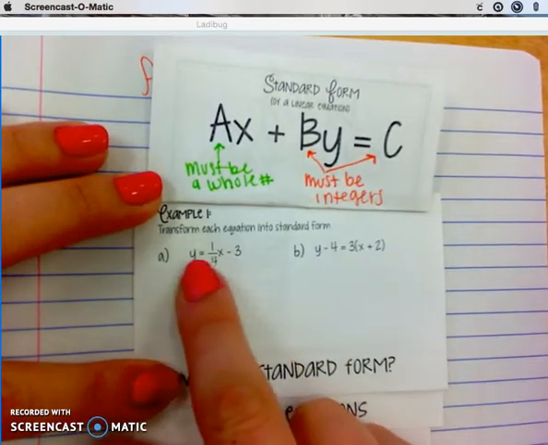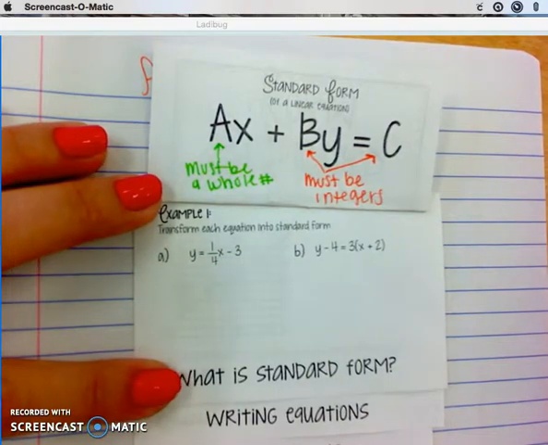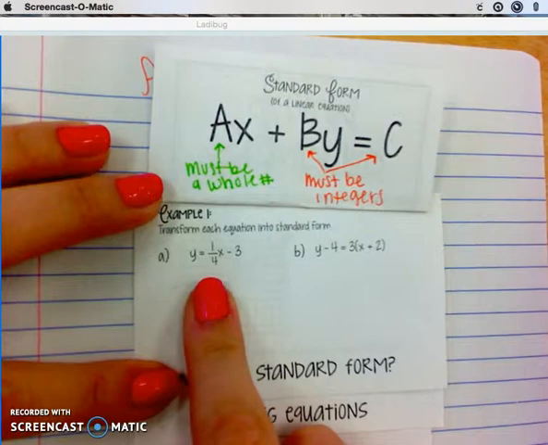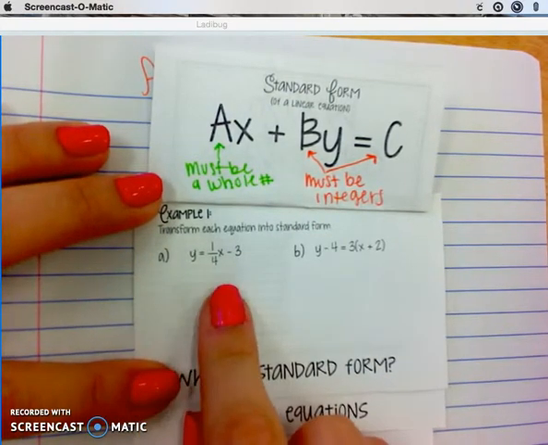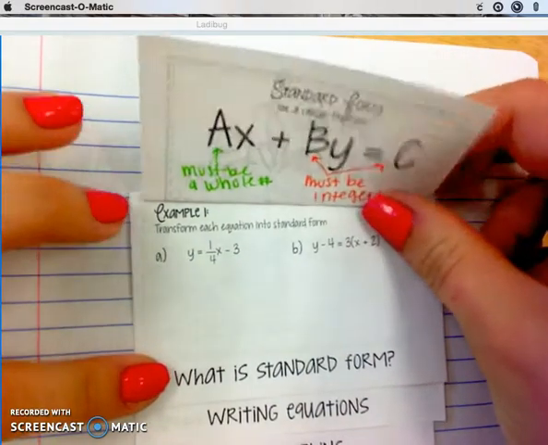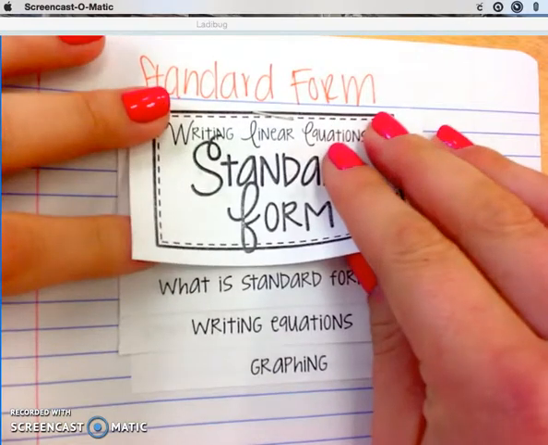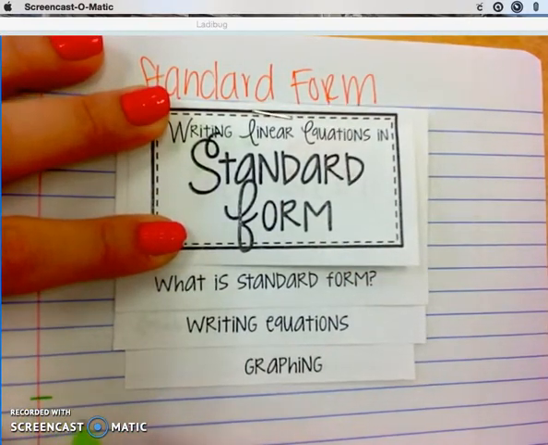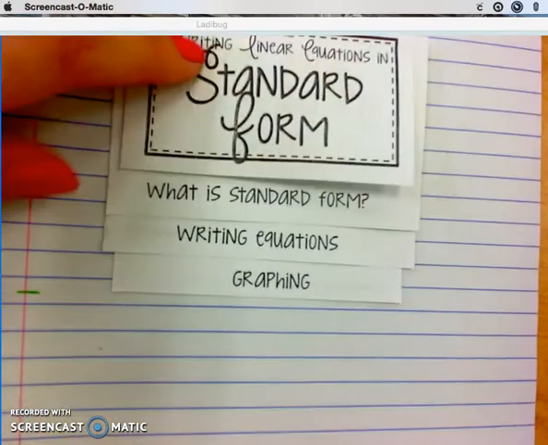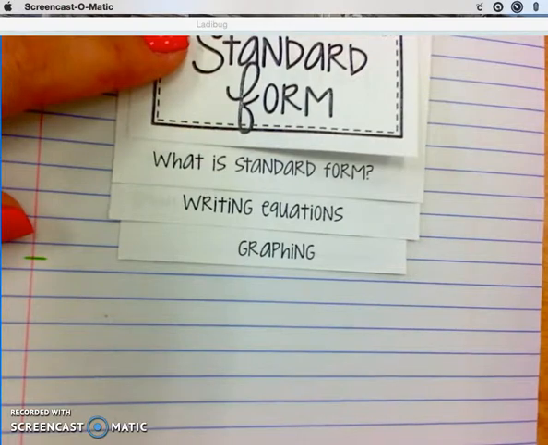So example 1 says transform each equation into standard form. This first equation, A, is in slope-intercept form. So to transfer it, we're going to need to get rid of the denominator and rearrange our formula. So what I'm going to do is we're going to scoot your foldable up here, and we're going to write our directions. Just make a little dot, a little line. And we're going to write our directions for what to do, and we'll kind of do it side by side.